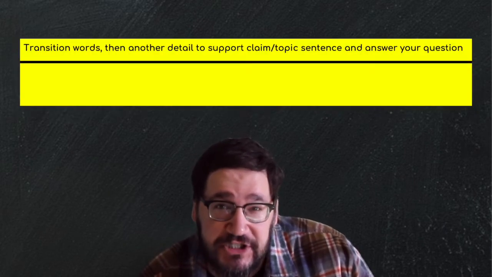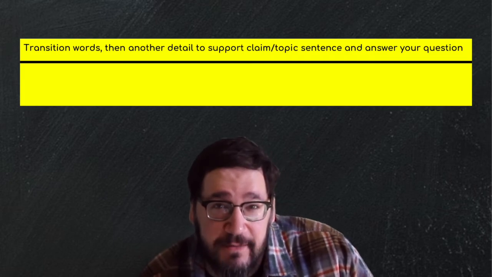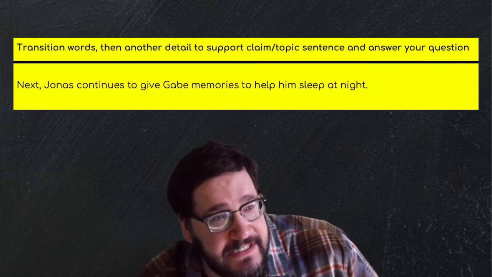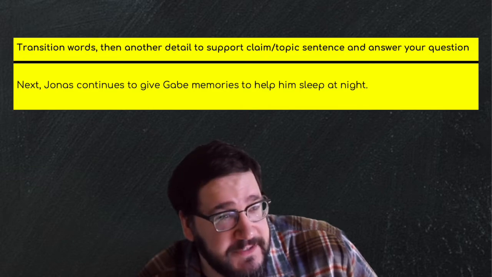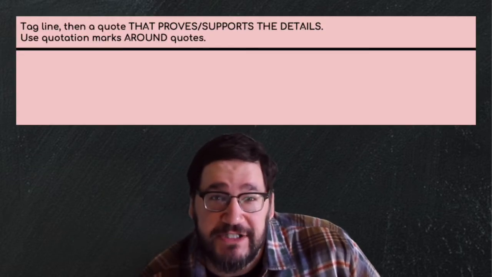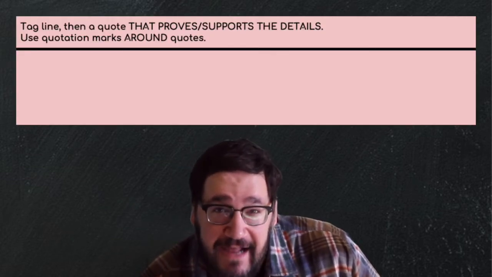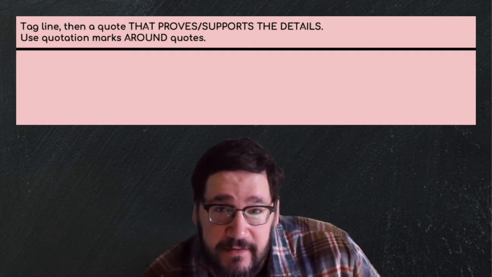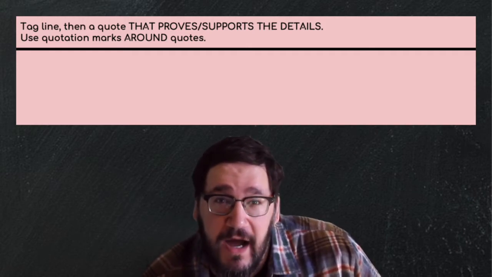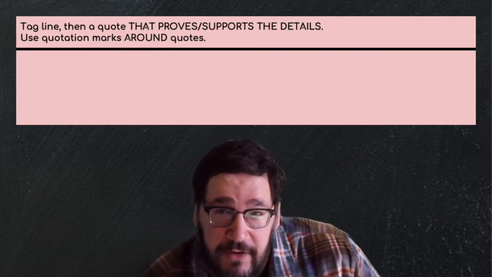Next, we're going to transition into your second detail. Let's take a look at my example. Next, Jonas continues to give Gabe memories to help him sleep at night. Next, we're going to provide our second quote. Make sure you have a tagline at the beginning to introduce it, and then get to your quote. Again, make sure to put quotation marks around your quotes.